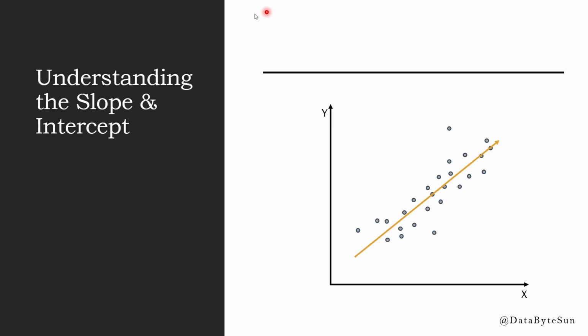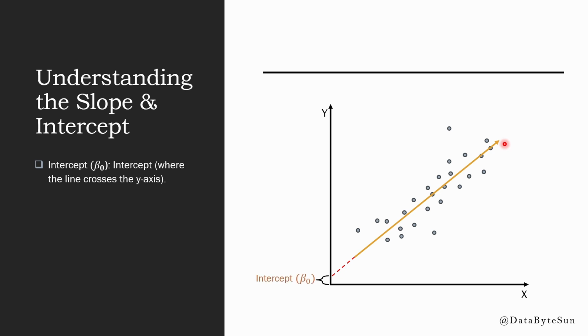Let us break down this orange line into three simple parts. First up, we have the intercept. This point called beta naught is where the line crosses the y-axis. It shows us the value of y when x is 0. Think of it as a starting point of our line on the graph.